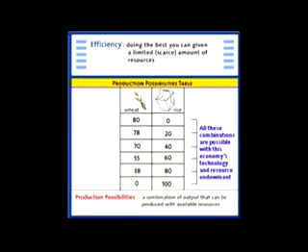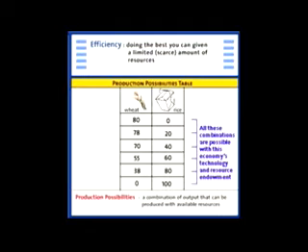Now, I've got a production possibilities table here. I've got the combinations of wheat and rice that are possible to be produced in this economy. I'm going to now represent this information graphically. I'm going to put the production possibilities information into a diagram, and we're going to call this diagram the production possibilities curve, or the production possibilities frontier.